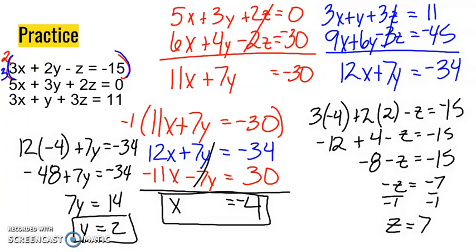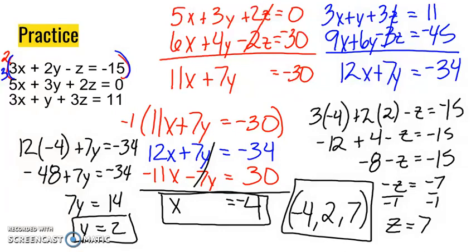So my final answer on this, okay, the way they want you guys to write these is they want you to write them as an ordered triple, okay? And an ordered triple, you're going to put your x first, then you put your y value, then you put your z value. So I've got negative 4, 2, 7, okay? And that is solving a systems of equations with 3 variables. I think I just said with 2 variables. I meant solving a systems of equations with 3 variables.